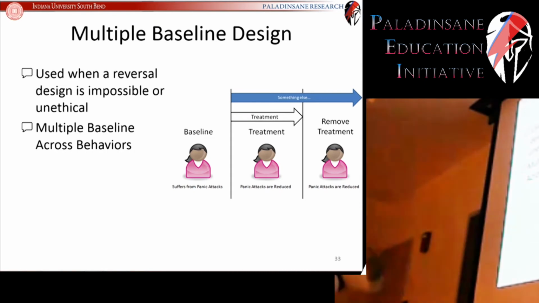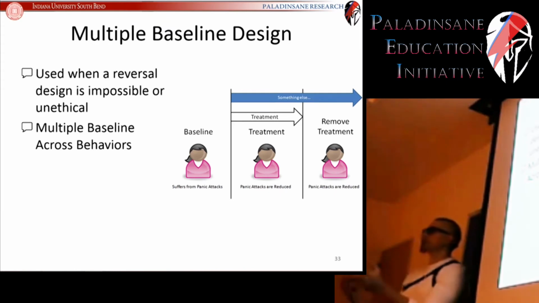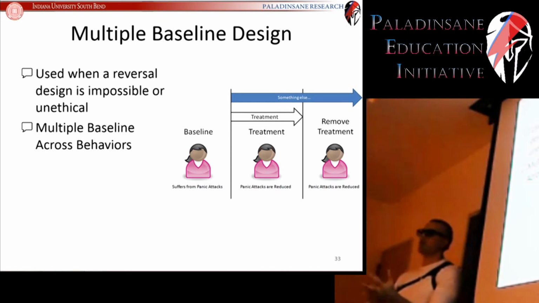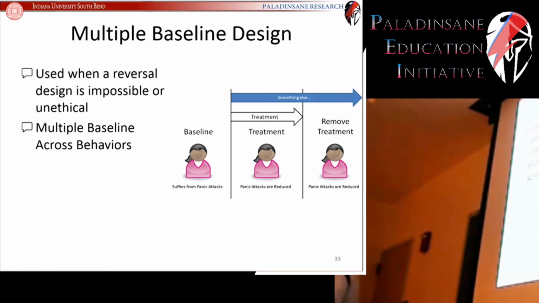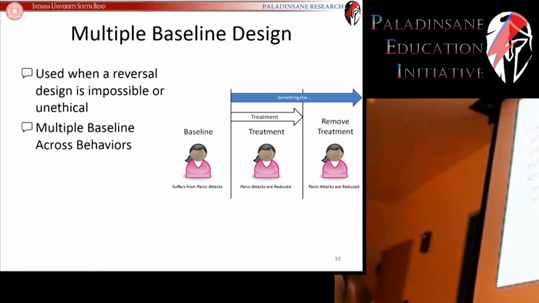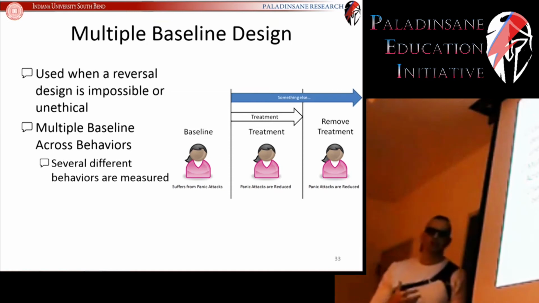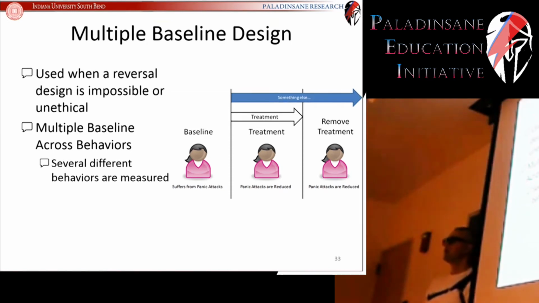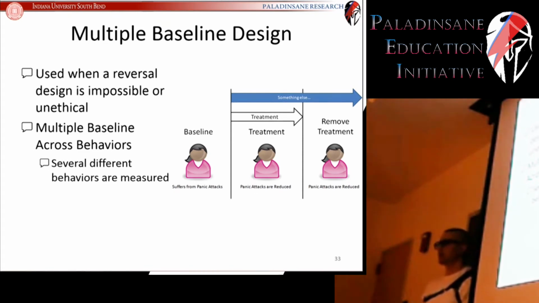So what we're going to see in the video is a multiple baseline across behaviors. You can also do it across situations, and you can also do it across individuals if you have maybe more than one individual, like 2 or 3. But we're going to see multiple baseline across behaviors. So we'll start with that. And this is when several different behaviors are measured, and you treat each of them after different baselines have expired.